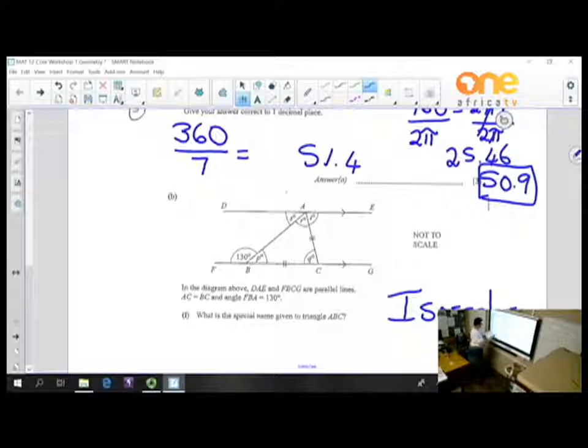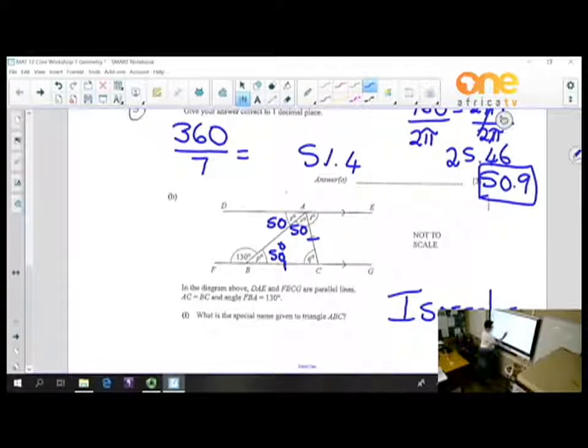And now we have to calculate all the angles here. So P is going to be, this is a straight line, 180, so P is going to be 50 degrees. Because it is isosceles, R must also be 50 degrees. Can you see? P and S are alternating here. So this one is also 50 degrees.